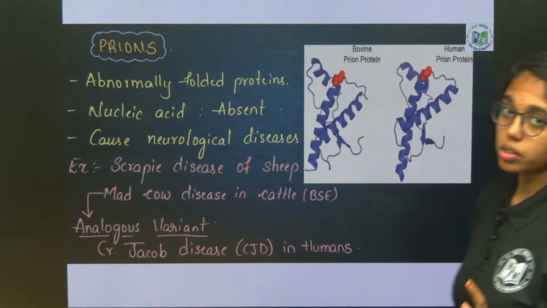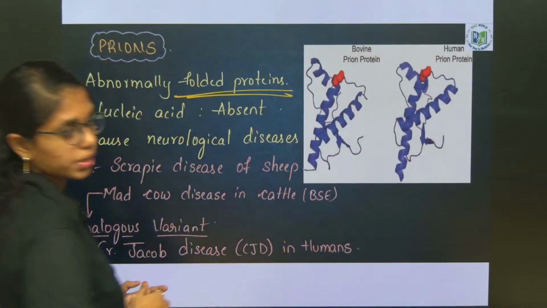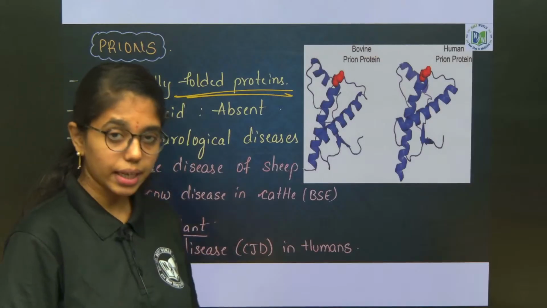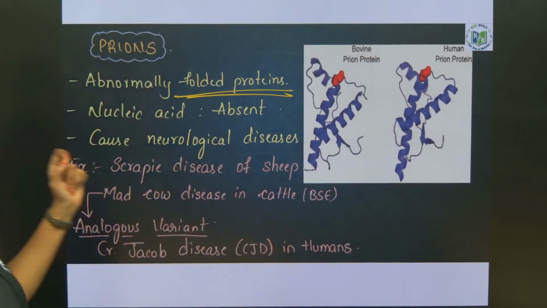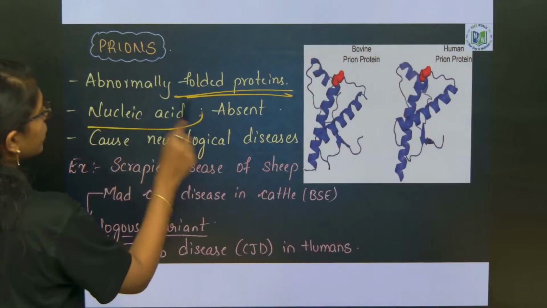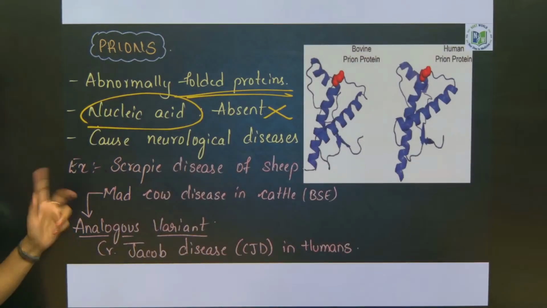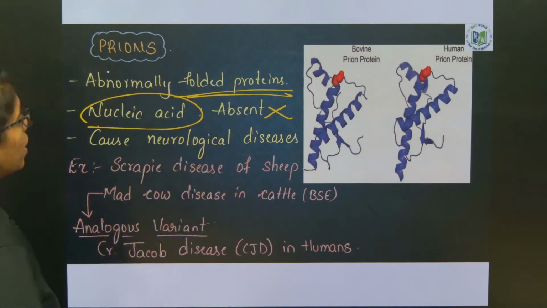Next, prions. Prions are nothing but abnormally folded proteins. Unlike viroids, viroids will have just genetic material, that is RNA, whereas prions are having abnormally folded proteins. In them nucleic acid is absent. In viroids, protein coat is absent, in prions nucleic acid is absent. So, it has what? Abnormally folded proteins.